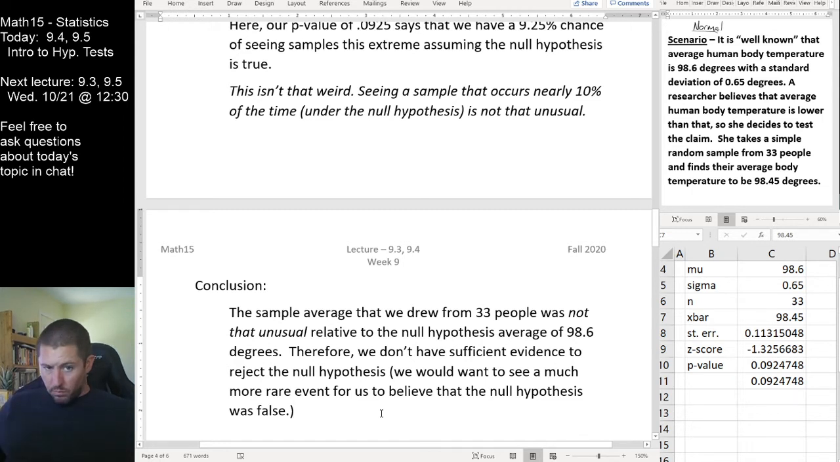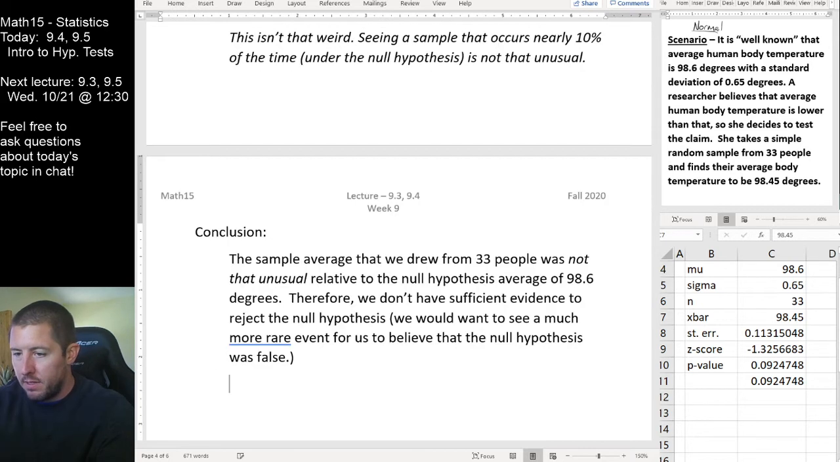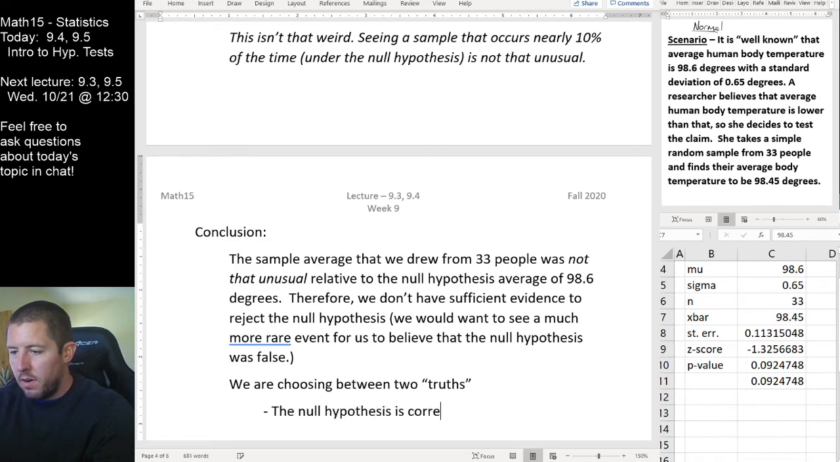So here's the deal. I'm kind of just pulling this answer out of nowhere right now, which is our big issue. What we need is a better decider for this, so that you know exactly what decision to make. Again, I want to repeat some statements from earlier. We are now trying to choose between, let me just type this, 2 truths. One of them is the null hypothesis is correct. U equals 98.6.